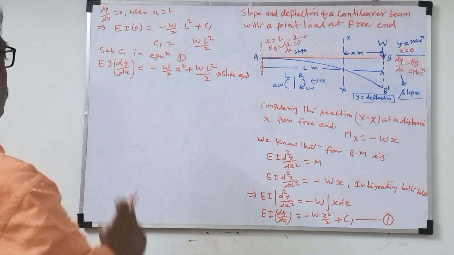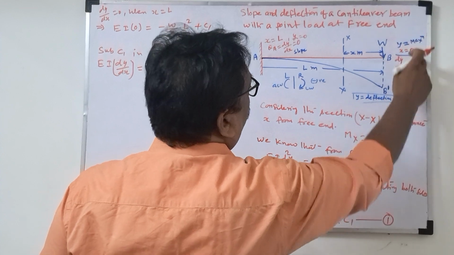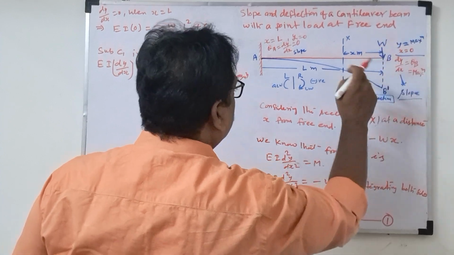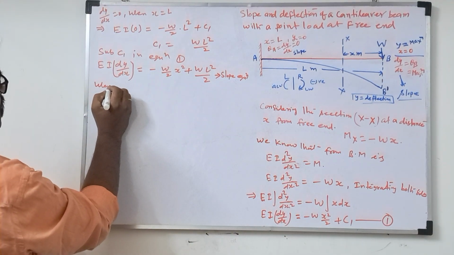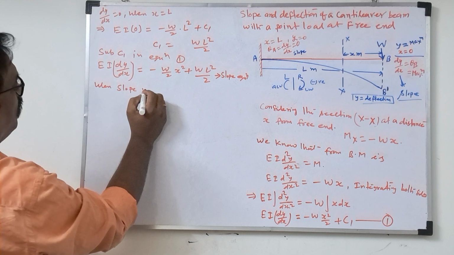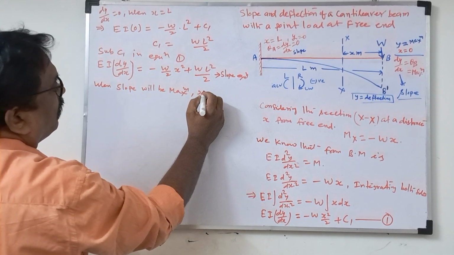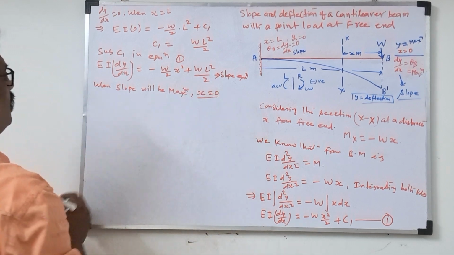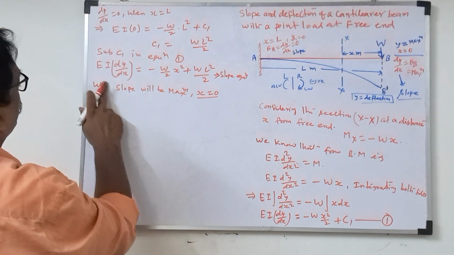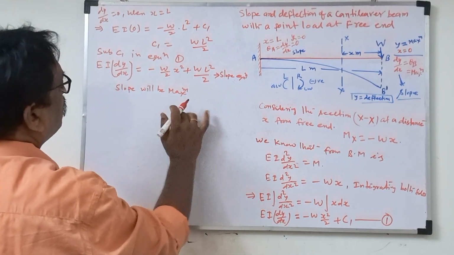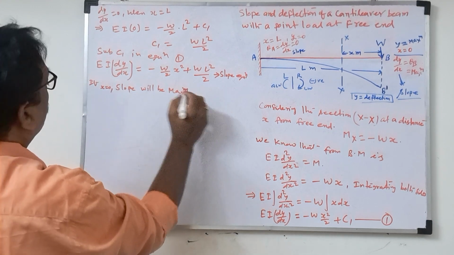Now, when will the slope be maximum? When x equals 0, because we are considering length from the free end. If x equals 0, the slope will be maximum.